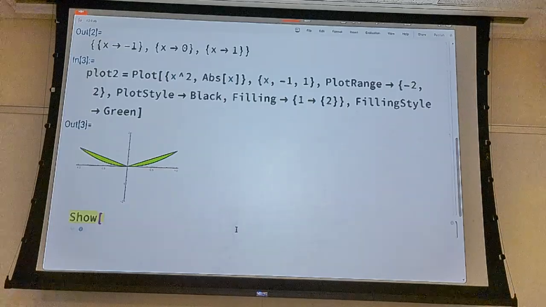Wolfram. That is not green. Green is darker than that. Oh, Wolfram.